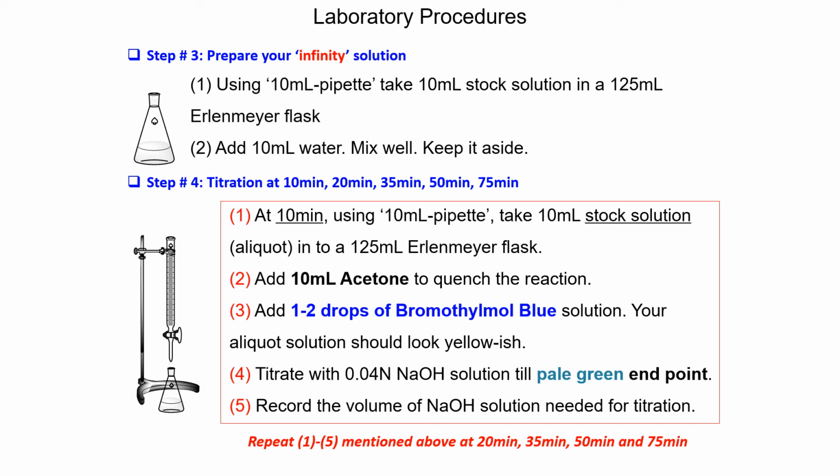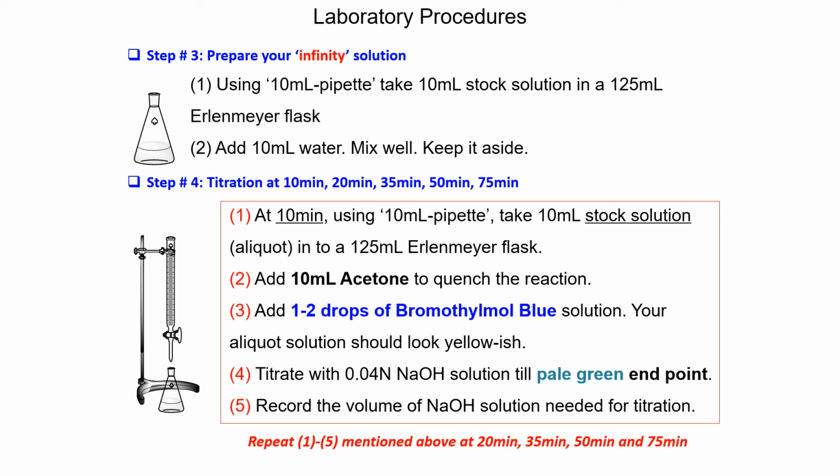So once the stock solution reaches 10 minutes, we take 10 milliliters from that stock solution and add 10 milliliters of acetone to it and 1 to 2 drops of bromothymol blue, which is simply our indicator. Acetone is a polar aprotic solvent that's not favored by the SN1 reaction. We're adding it here to stop the reaction.